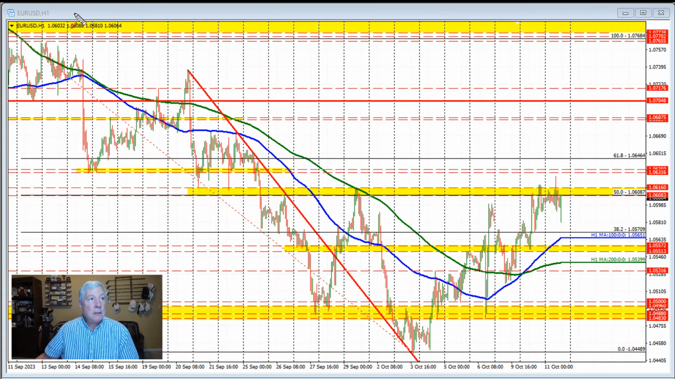This is the Kickstart video for October 11th, 2023, where I take a look at the Euro versus US dollar, the dollar versus yen, and the sterling versus US dollar. So let's get started. Let's start with the Euro versus US dollar, looking at the hourly chart here.